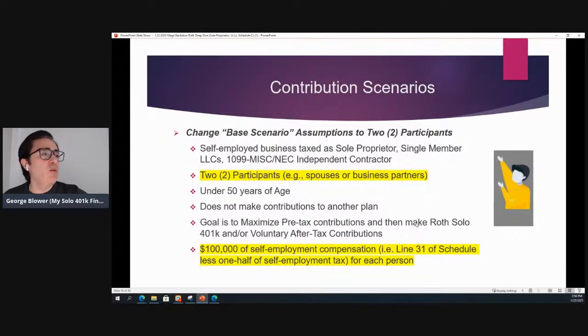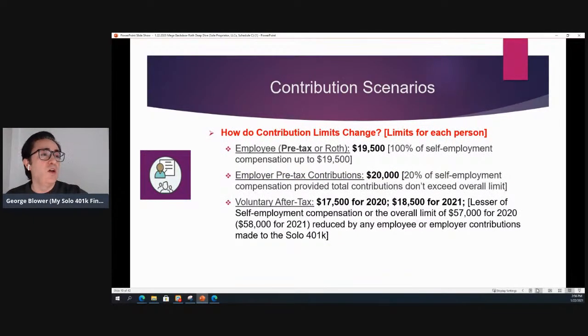Okay, let's go back to the base, and now we're going to change a couple of factors and see how things play out. So now we're saying this is a scenario where it's two participants. Let's say it's two business partners or a husband and wife. Let's say they're both realtors and they don't have any W-2 employees working for them, so they're able to set up a solo 401k, but they file Schedule Cs. They have $100,000 of self-employment compensation after they run that pre-calculation. So really, it's the same limits as the first scenario, but the point here is that each person can make those contributions because each person is able to make contributions based on their respective self-employment compensation.